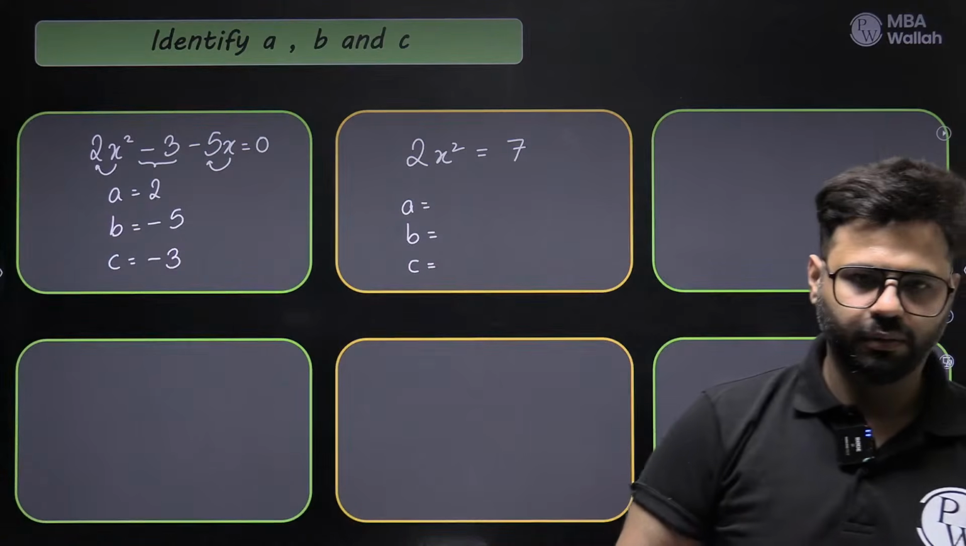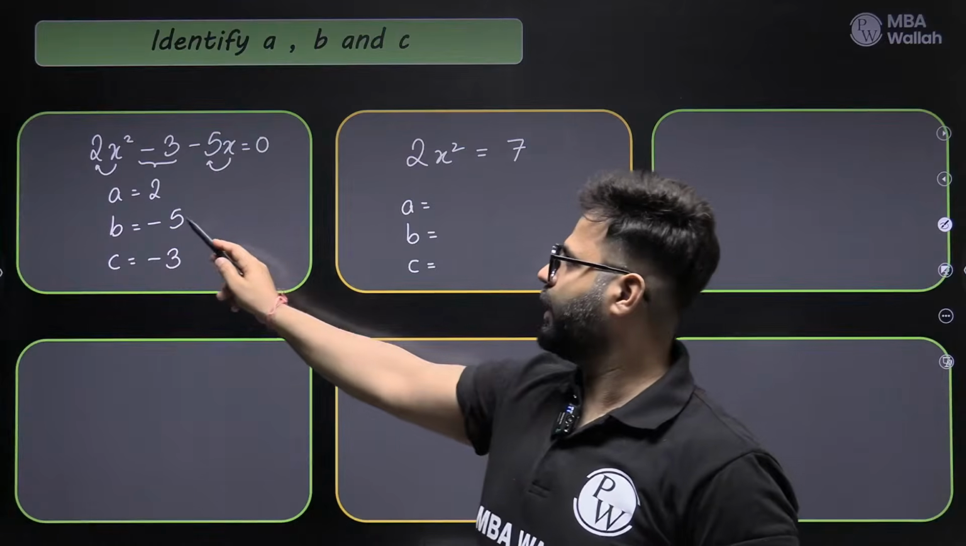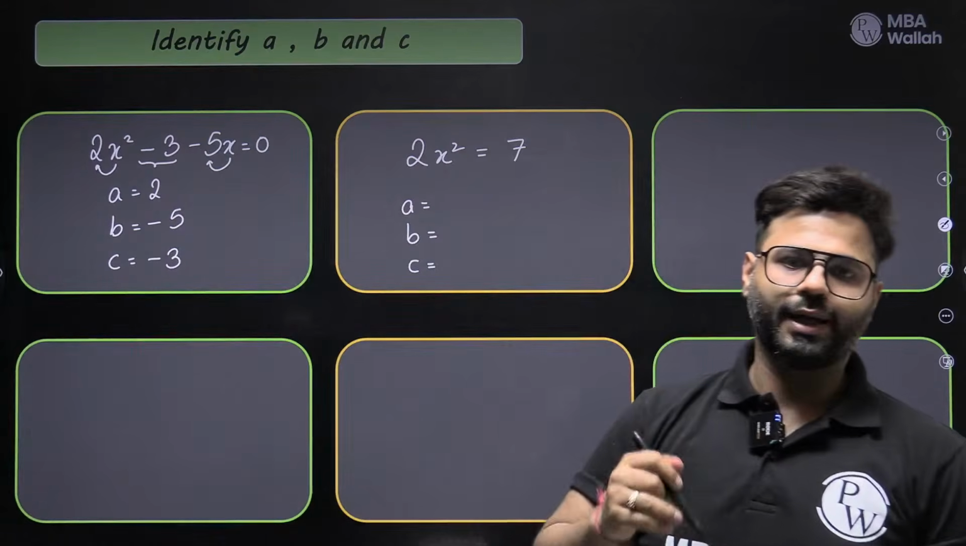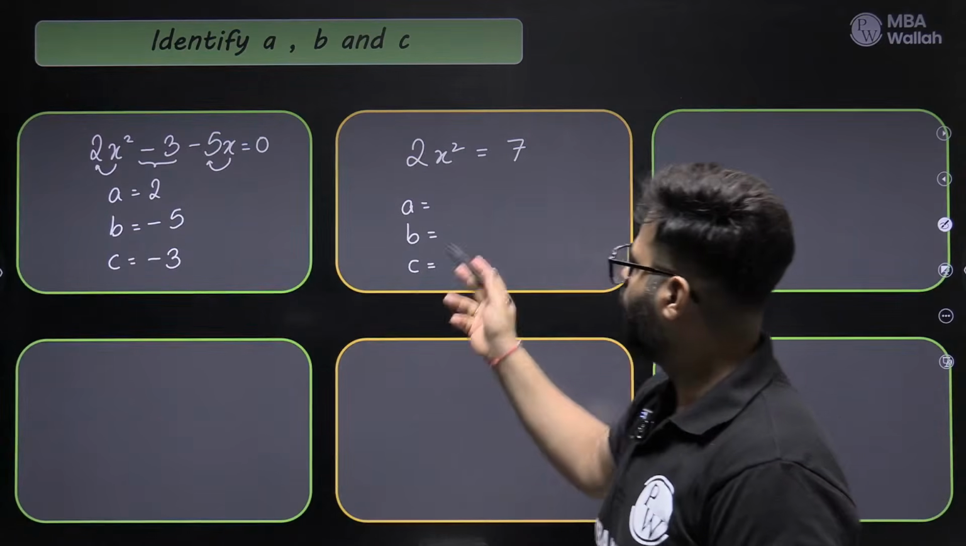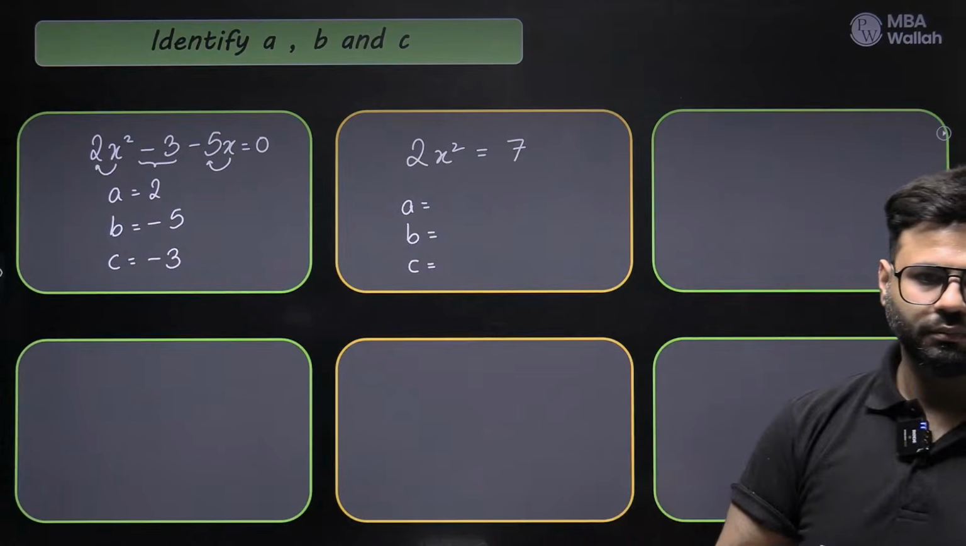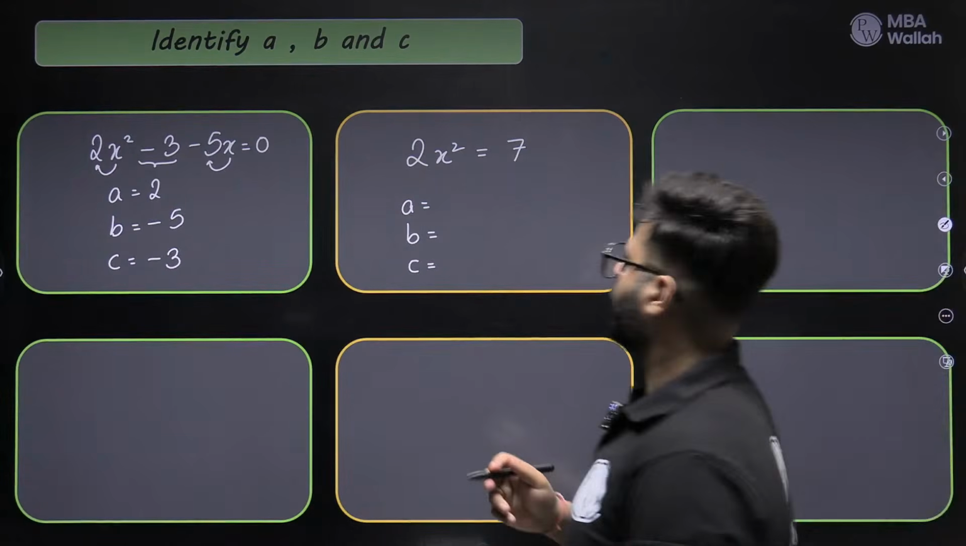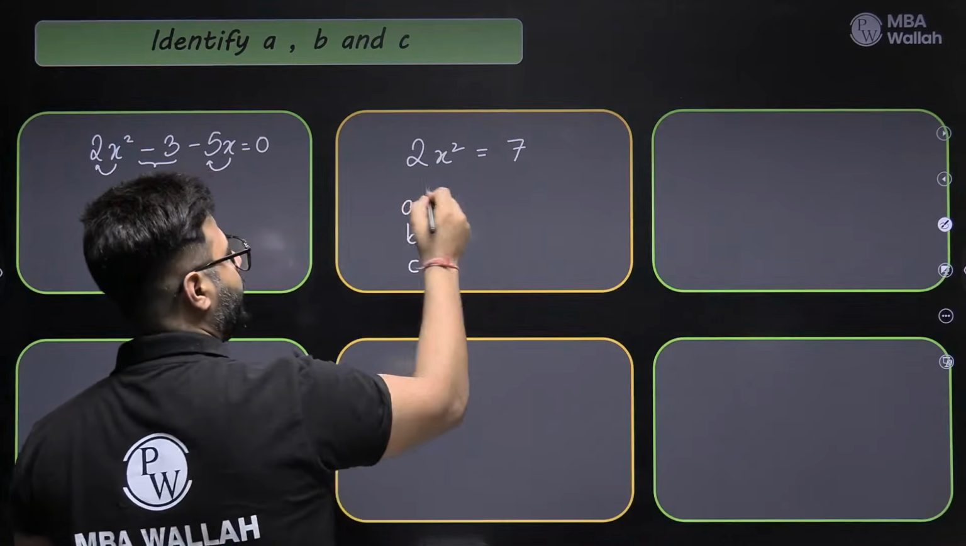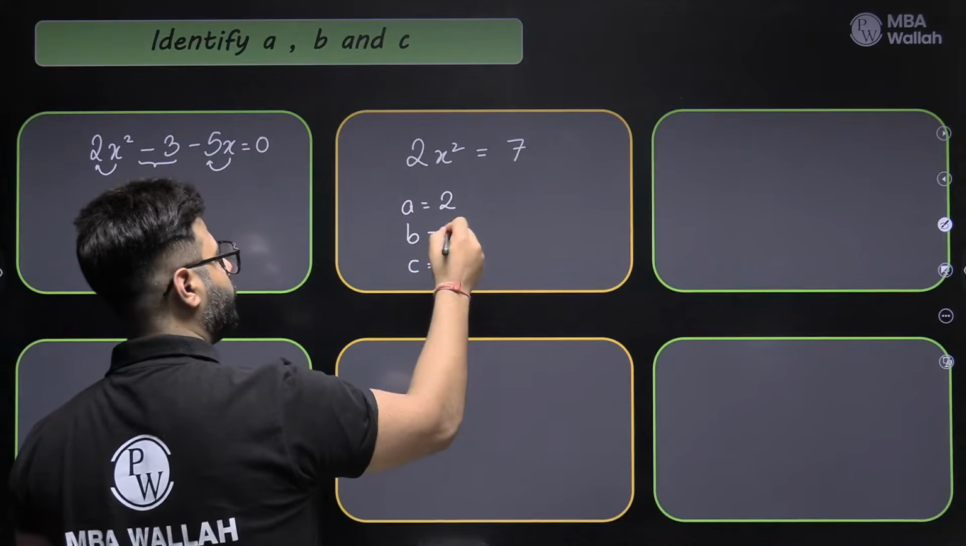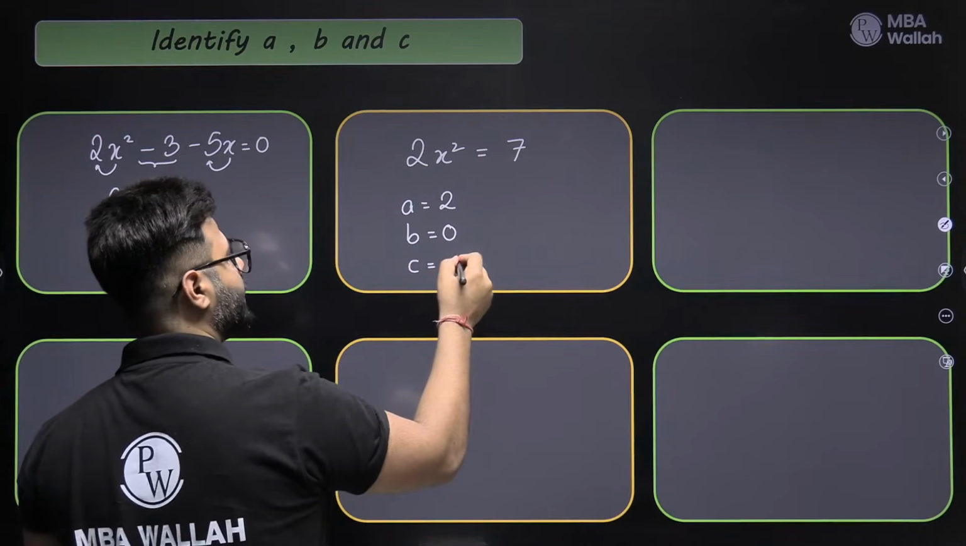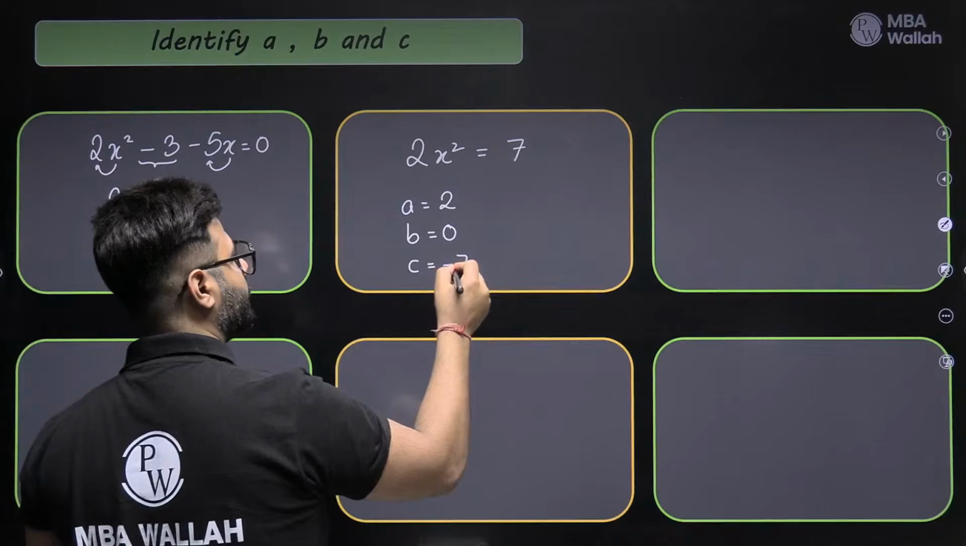Yes, did you get it? So if you feel that b is minus 3, you're wrong. First mistake that happens when we are going too fast. What about this one? If I talk about this one, a is 2 fine, b is 0 fine, no term of x. But if you write down c as 7, you are wrong. C has to be minus 7.